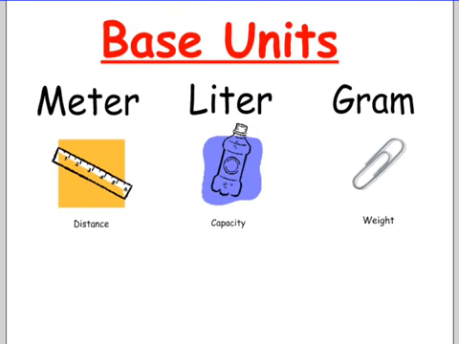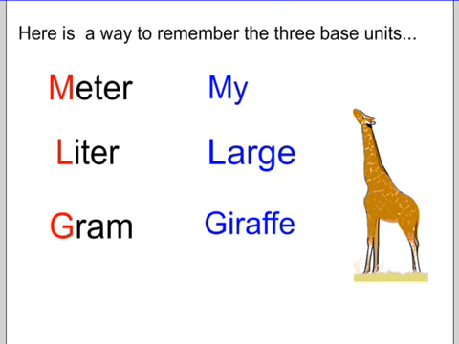Now there are three base units in the metric system. There are meters, liters, and grams. Meters are used for calculating distances, liters for capacity, and grams for weight. And one way to remember the three base units is my large giraffe. So it'd be meter, liter, gram.